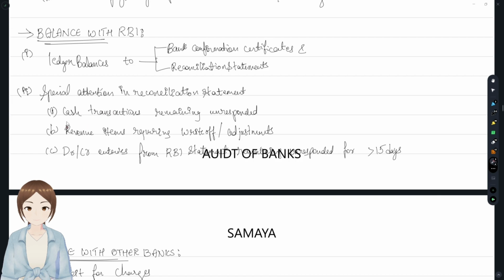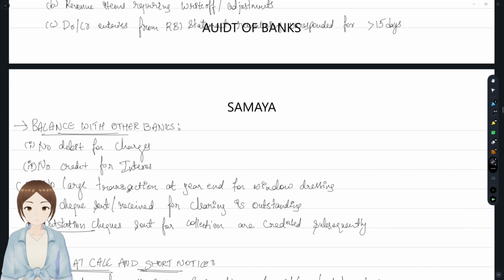We'll see now. A special attention in reconciliation statements is to cash transactions that remain unresponded, that is, no explanation was given. Items requiring write-offs or adjustments, just as we have discussed about the interest and bank charges. Credit entries from the RBI statement remaining unresponded for more than 15 days. These are all the items that we have to take special attention to in the reconciliation statement.